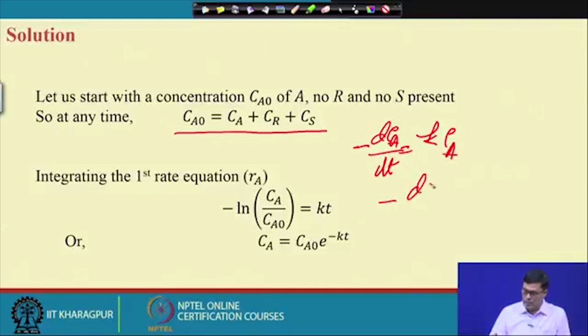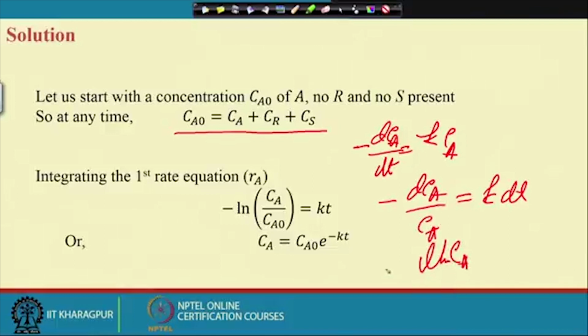So, minus dCa by Ca equals K into dt. So, this is equal to d ln Ca. So, I can put this as minus K into dt. If you integrate Ca0 to Ca and 0 to t, then we can write that ln Ca by Ca0 equals minus Kt. So, Ca equals Ca0 into e to the power minus Kt.